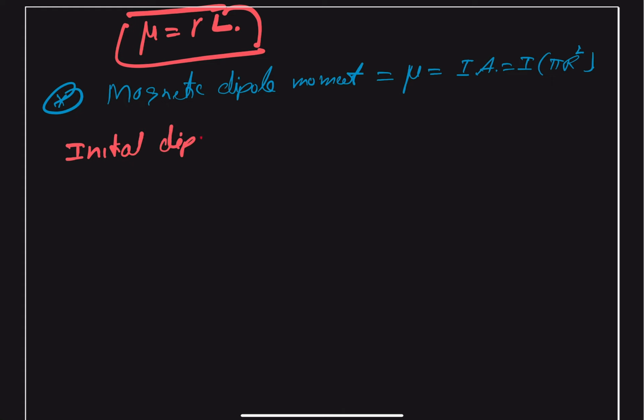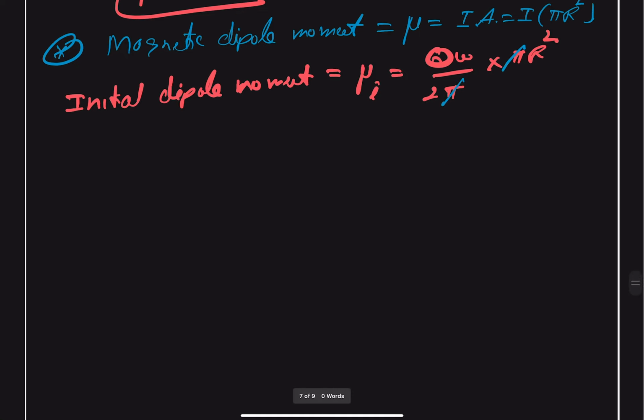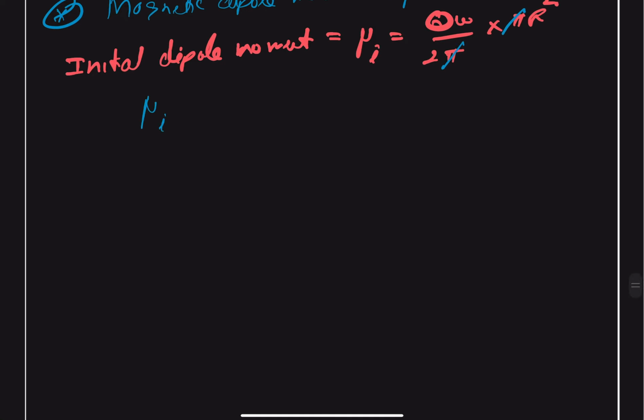Initial dipole moment, let us call that mu I, will be equal to, value of the current is given as q omega upon 2 pi multiplied by pi r square. And here pi goes with pi, therefore we get initial dipole moment is equal to q omega r square divided by 2. Now we can find out the induced electric field and the torque.